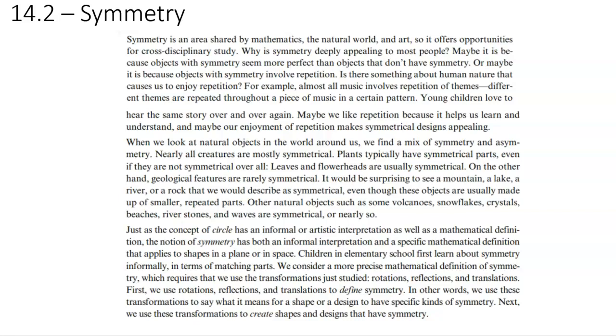Just as the concept of a circle has an informal or artistic interpretation as well as a mathematical definition, the notion of symmetry has both an informal interpretation and a specific mathematical one. Children in elementary school first learn about symmetry informally by matching parts. Then we consider a more precise mathematical definition of symmetry, which requires that we use the transformations just studied, rotations, reflections, and translations, to define symmetry. In other words, we use these transformations to say what it means for a shape to have special kinds of symmetry. And then we can actually create symmetry.